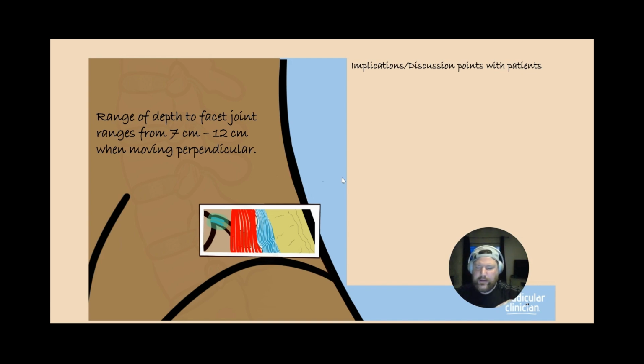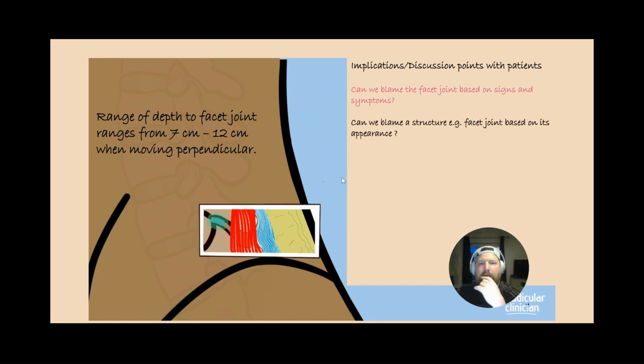This is probably where we need to... this gets a little bit more relevant with your patients. What was the point of any of that stuff that I've just said, basically? So, based on available evidence, can we blame the facet joints based on signs and symptoms? Can we blame a structure based on its general opinion? Can we blame a single structure, here the facet joint, when so many other tissues, skin, fascia, fat, muscle, joint capsule, joint, are densely innervated?